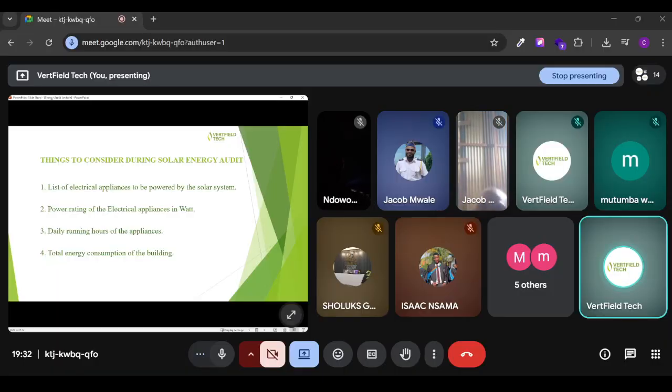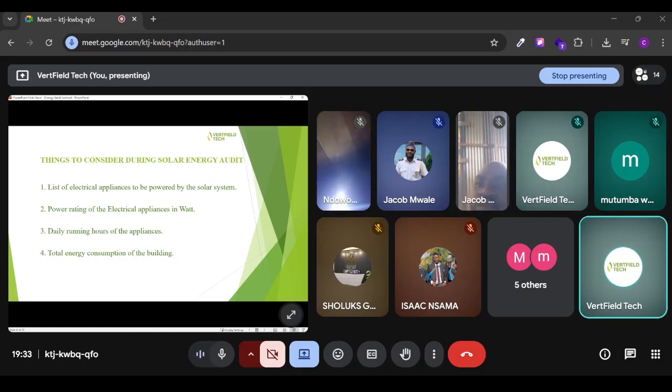The list of your electrical appliances, the power rating of those electrical appliances, the daily running hours of those electrical appliances, and the total energy consumption of the building. At this point in time, you may not have to worry so much about the application of all of these considerations or parameters. But at a later level, as we proceed in this training course, you are going to be taught how to apply these things. And when we get to that stage, you will see the application level and then get to understand them.